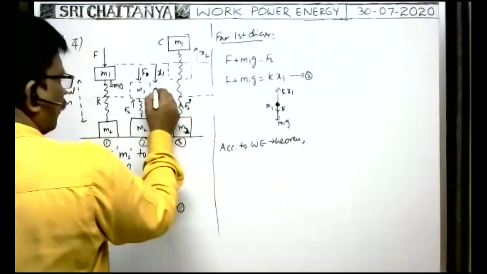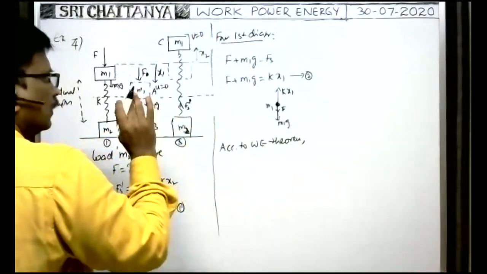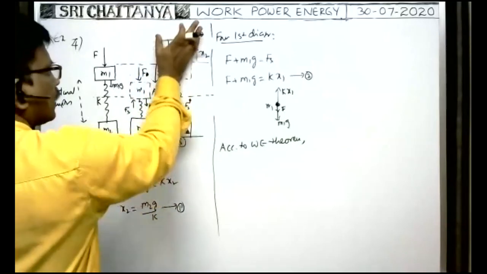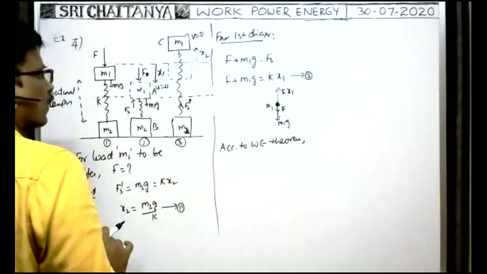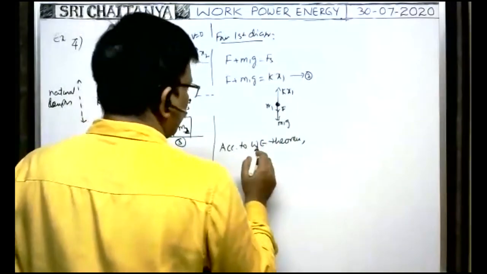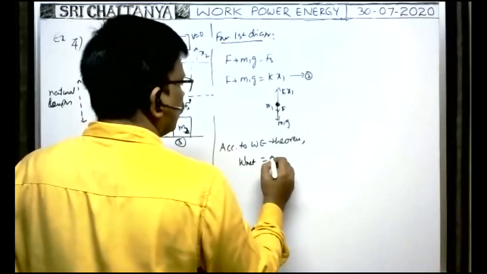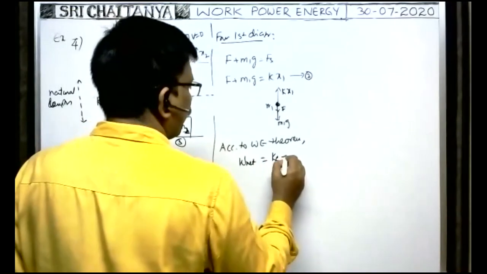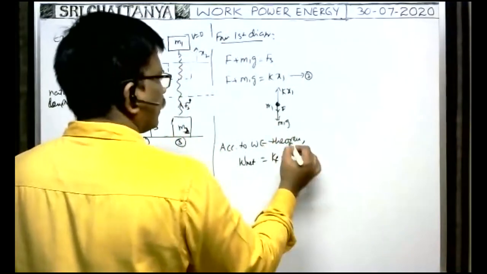Here also the velocity of the body is 0. Because the body just rises up to a certain height so that the block lifts, that's why it has no velocity. So according to the work energy theorem, net work done by all forces is equal to change in kinetic energy, Kf minus Ki. Of course, as Ui is 0 and Vf is 0, the change in kinetic energy is 0.